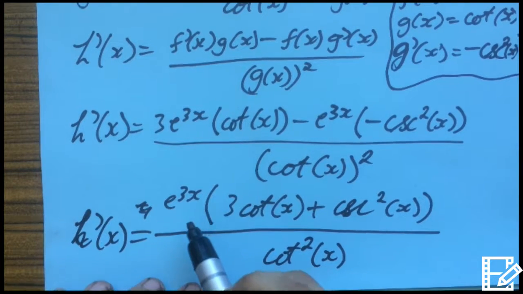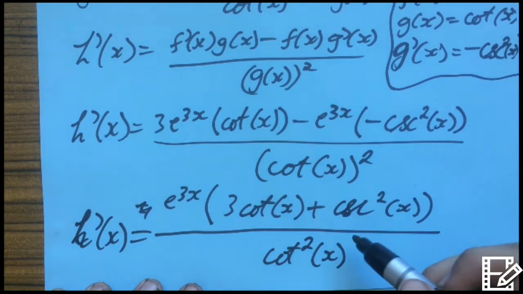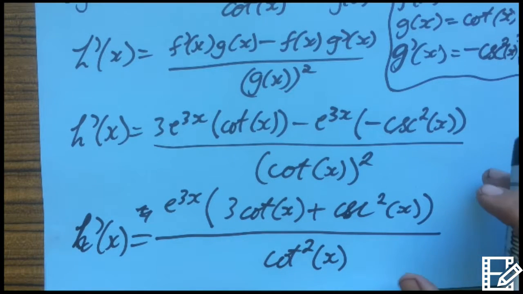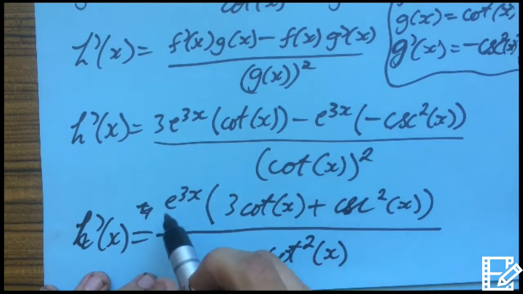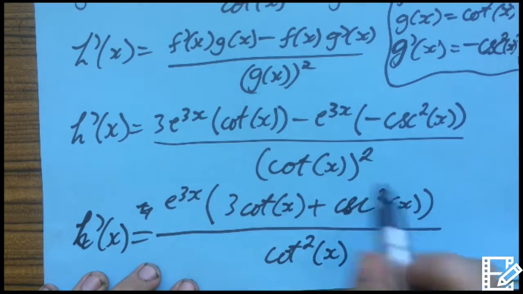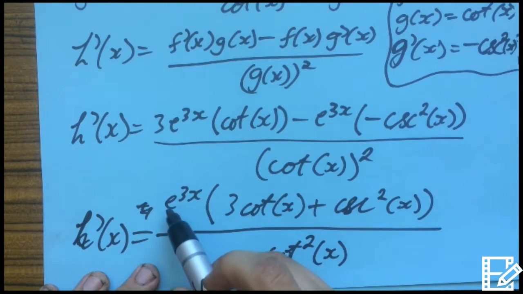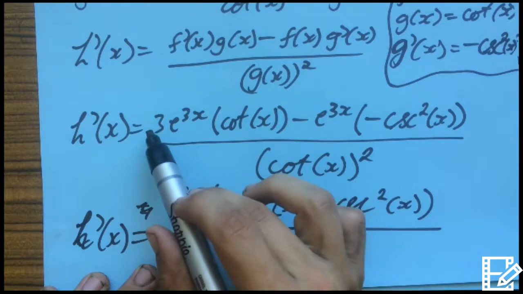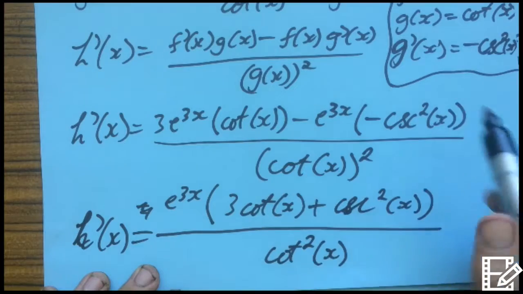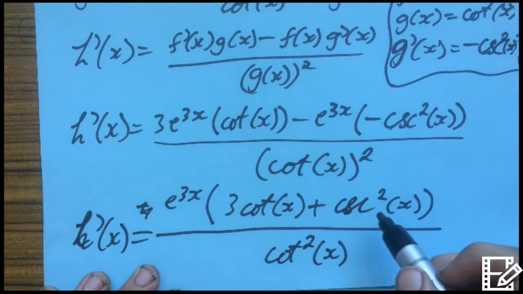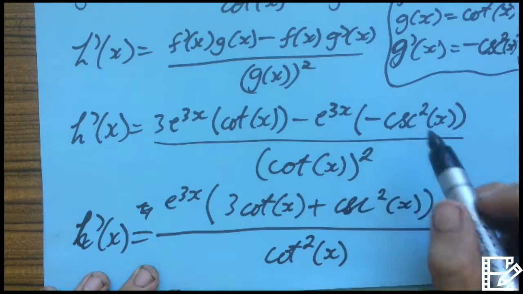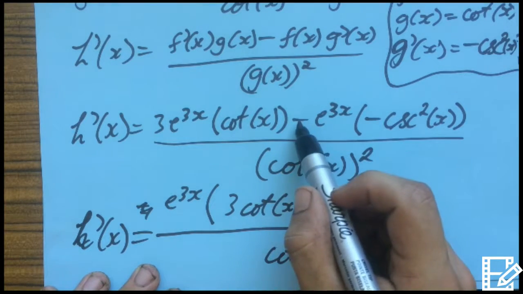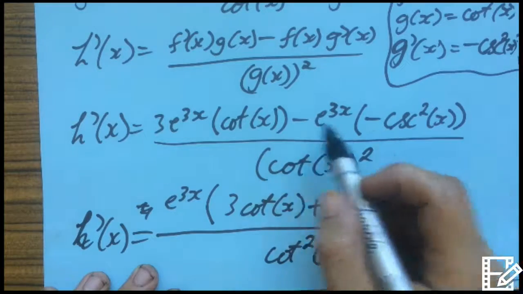Okay, so the reason I've done this is because it makes it simplified and neater, but if you were to expand these brackets, you would get this. So if you were to multiply e^3x by 3 and cot, you would get 3e^3x cotangent, and if you were to multiply it by cosec, you would still get the same thing. The only reason I made this a plus is because there's a negative cosec and there's a minus sign here, so that would make a plus.